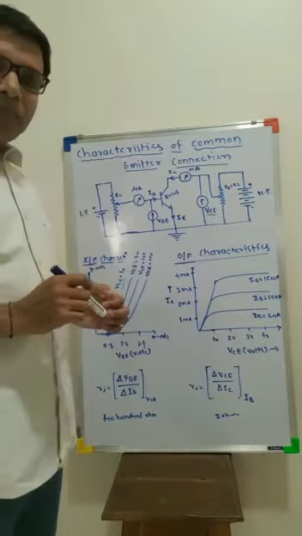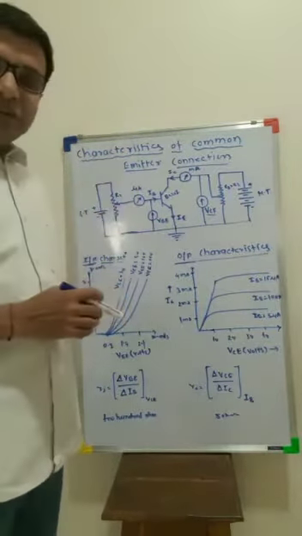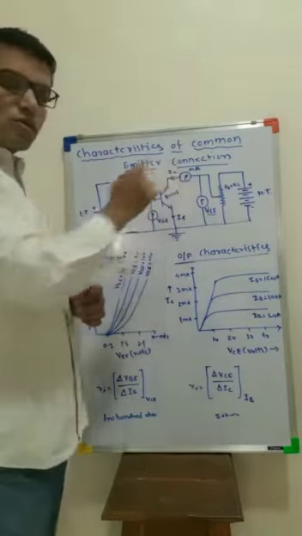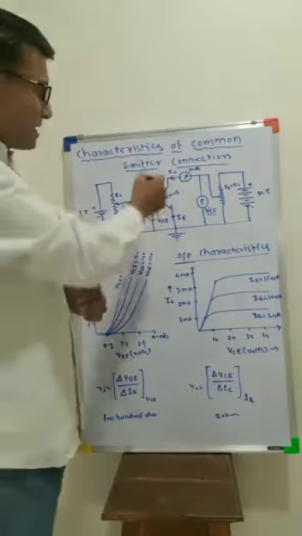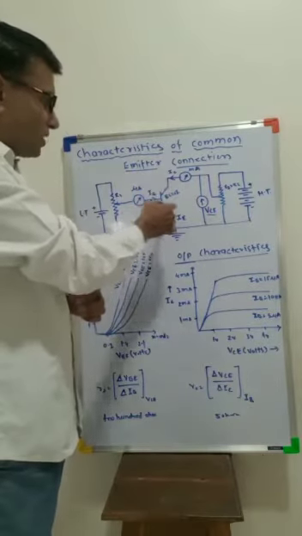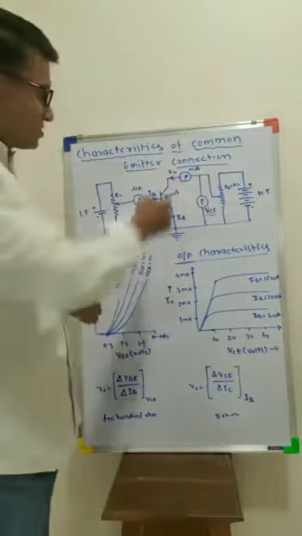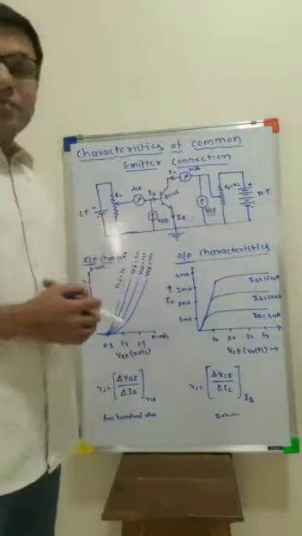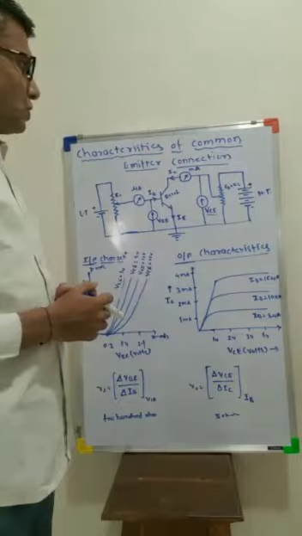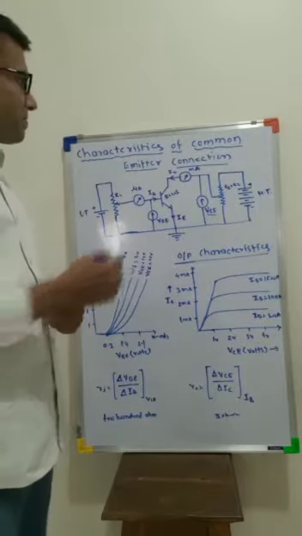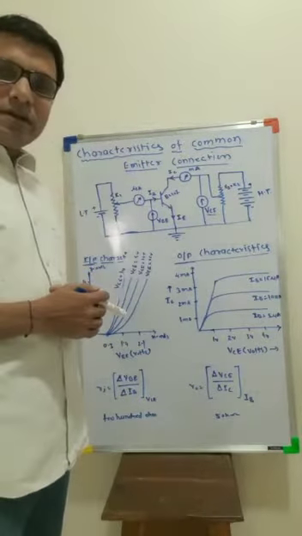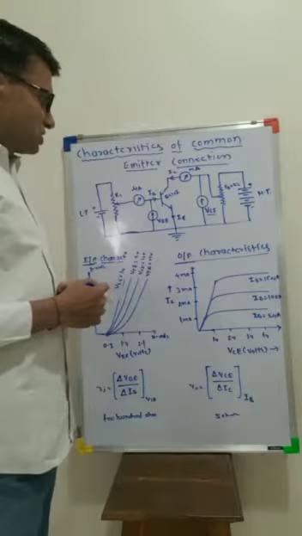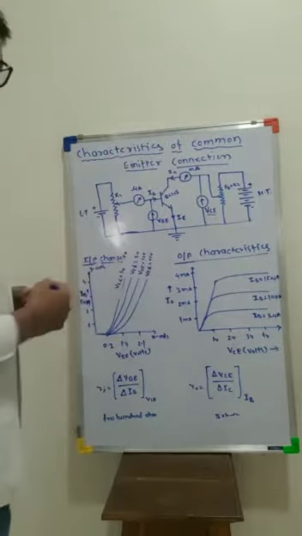In the case of a common emitter configuration, the emitter is common to input as well as output. In the case of common base, the base is common to input as well as output. In the case of common collector, the collector is common to input as well as output. So, today we will discuss the characteristics of the common emitter connection. According to the common emitter connection, let us first show the diagram.